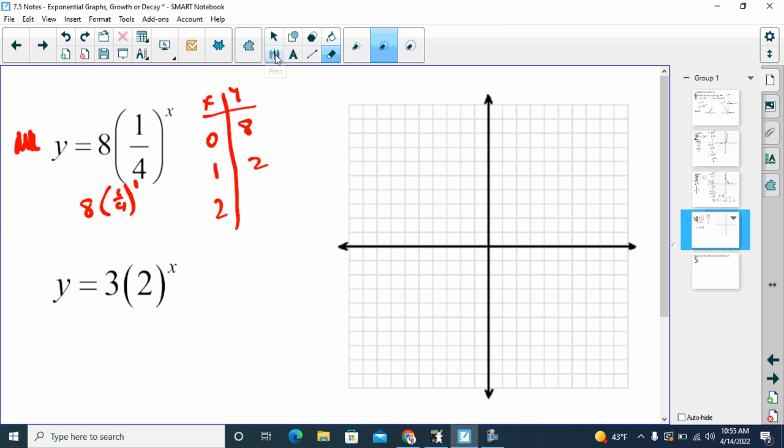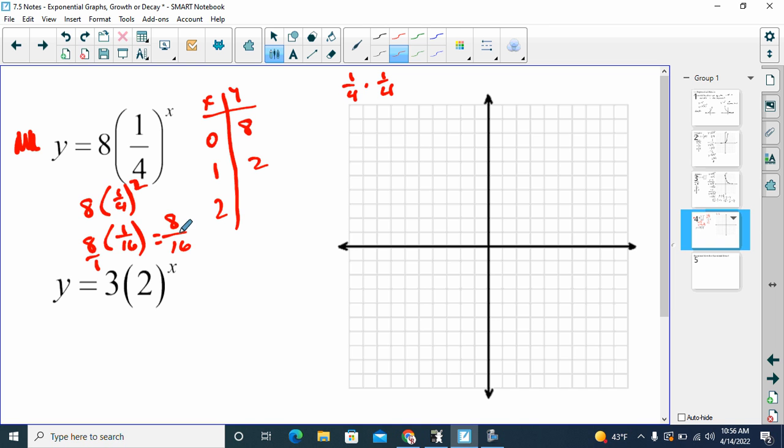Plugging 2 in for my x, 1/4 times 1/4 is 1 over 16. 8 times 1 over 16, 8 times 1 is 8. 1 times 16 is 16. I can divide the top and the bottom both by 8 to get 1 over 2. 1/2. And now we've got 3 points. We should be able to draw our graph. 0, 8, 1, 2, and 2, 1/2.